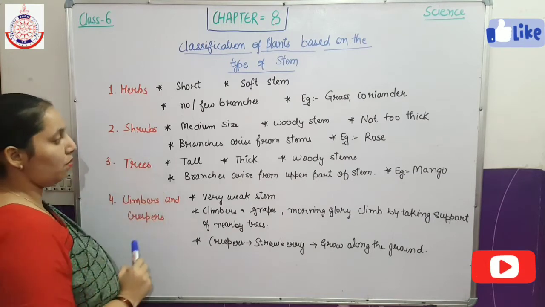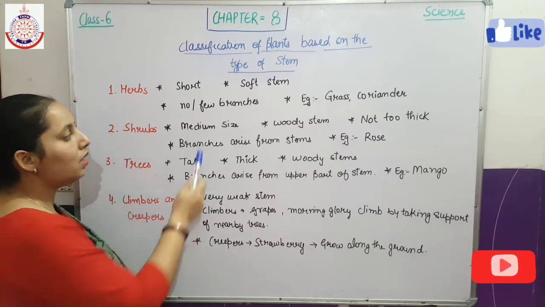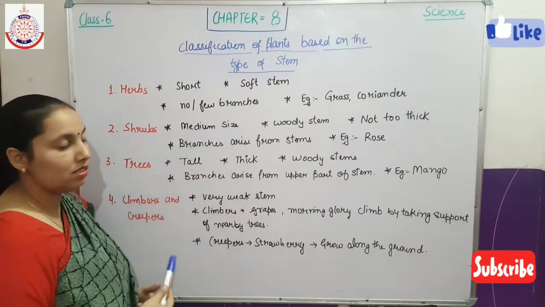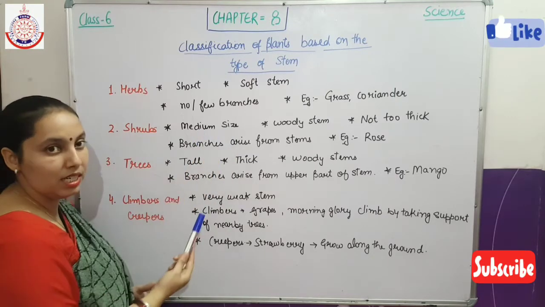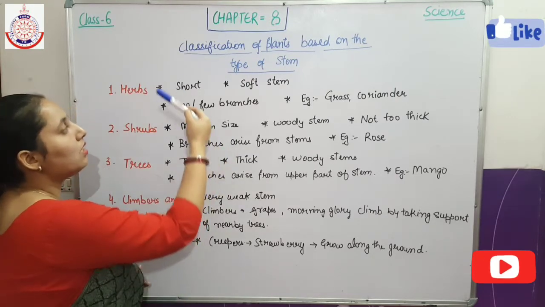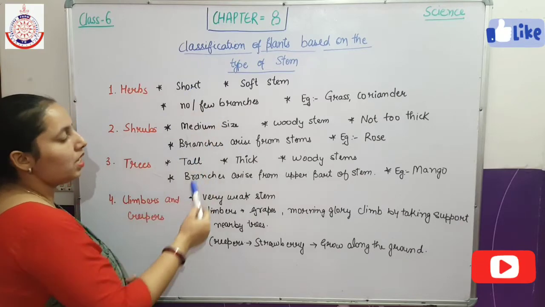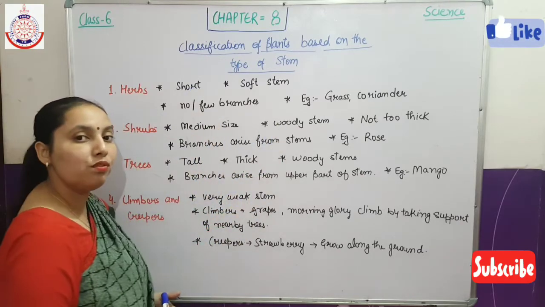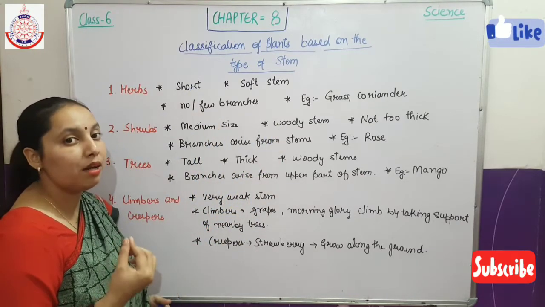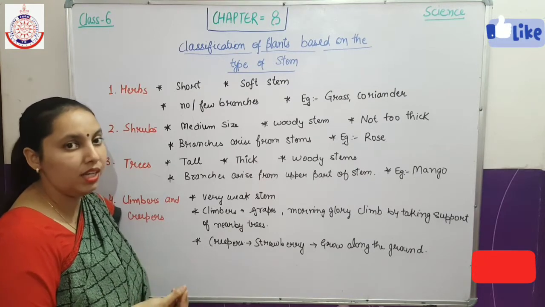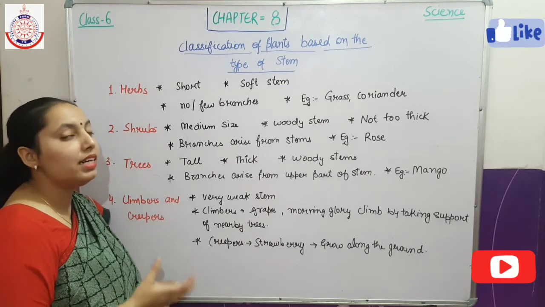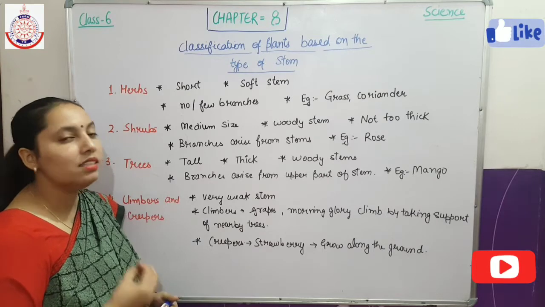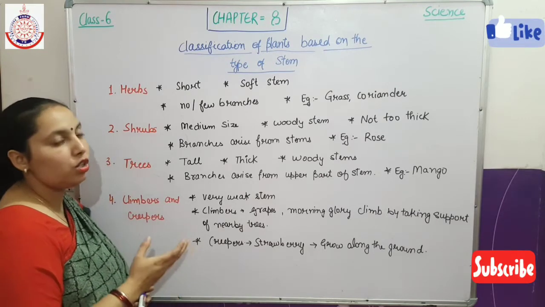Next is shrubs. Shrubs are basically medium sized plants. The size of the plant is medium. It is more than herbs, and their stems are woody. The stem is made up of wood. It is not very weak, but it is woody, but it is not very thick. It is basically thin. It is not too thick.